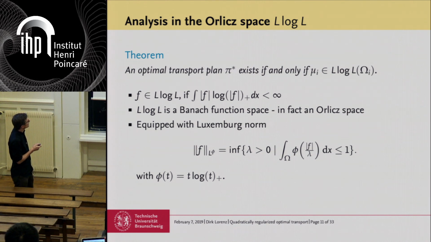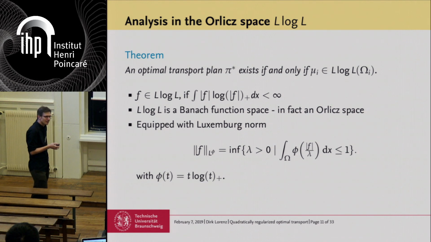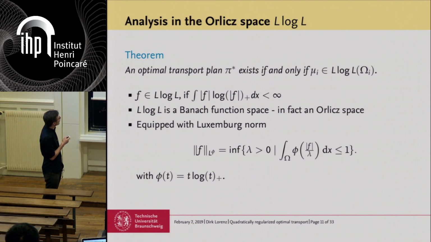An Orlicz space is a kind of straightforward generalization of these L^p spaces. What you need is a function phi with some conditions, so it should be convex and increasing, and some more technical conditions which can be fulfilled pretty easily. And then you can equip this space with a norm, and this is the so-called Luxemburg norm. It's like this. You consider the integral of phi applied to the function, of which you want to compute the norm, divided by some constant lambda, and then you have to adjust lambda, make it as small as possible such that you stay smaller than 1.